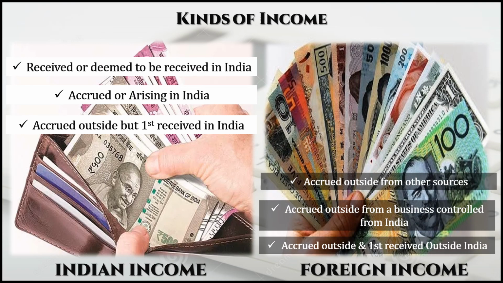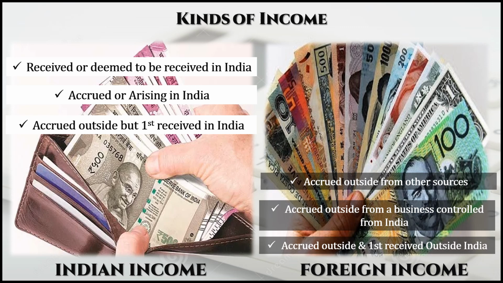In today's class we are going to see the different kinds of income that are present for calculating the tax for the Indian income. So we will start off with these two types of incomes. The first one is Indian income. The second type is foreign income. These are the two types that we are going to see for tax purposes.